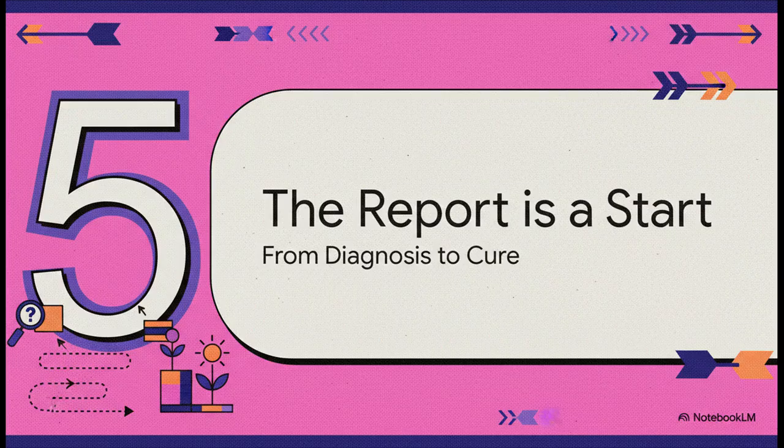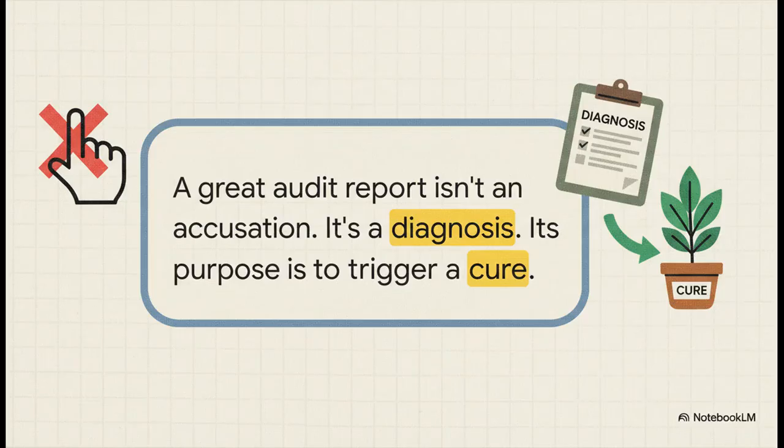So as we wrap this up, it's so important to remember the real point of all this. It's easy to think of handing in the audit report as the finish line, but really, it's the complete opposite. It's the starting line. Here's the most important thing to take away from all this. A great audit report is never, ever an accusation. It's not about pointing fingers or assigning blame. It's a diagnosis of a system's health. And like any diagnosis, its only real purpose is to kick off the cure.